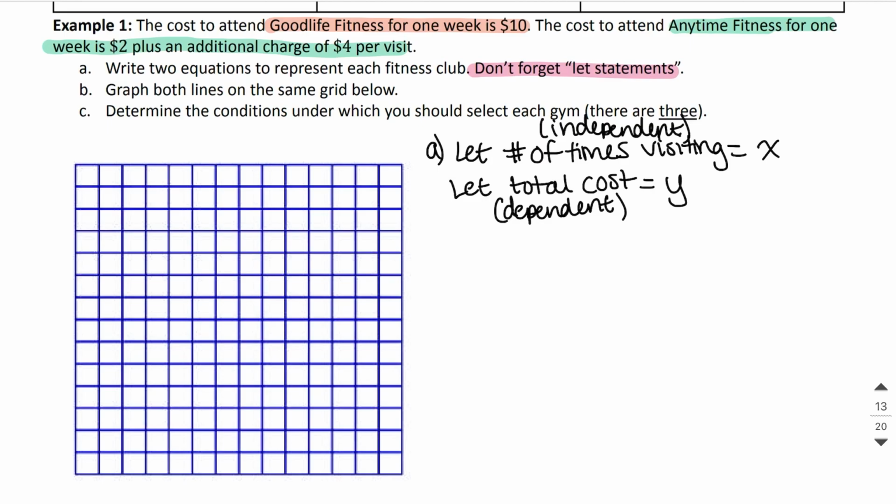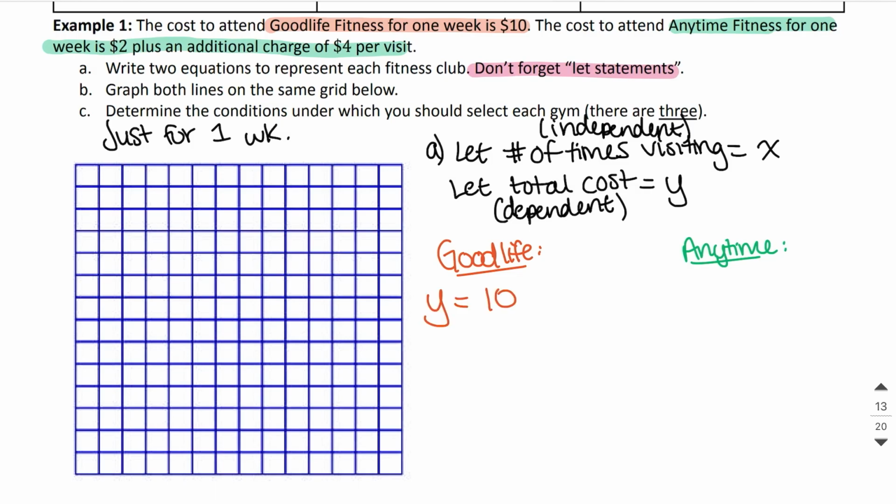So let's go ahead and write out our equations right here. So let's write one for Good Life. And then let's also write one for Anytime. So for Good Life, we know that it's $10 for the week. And just so that you know, we are writing an equation just for 1 week. So Good Life, if you go for 1 week, you have to pay $10.